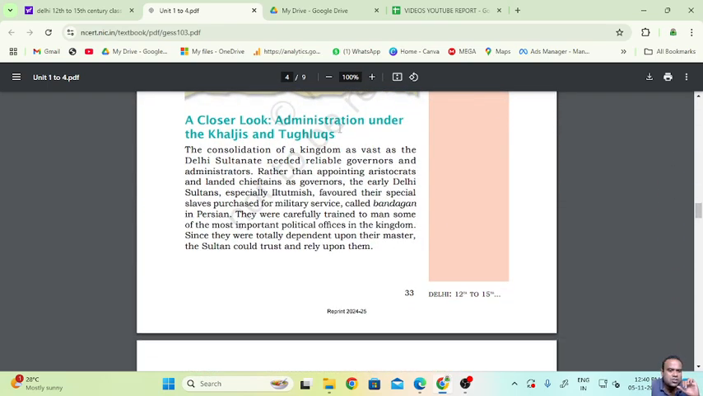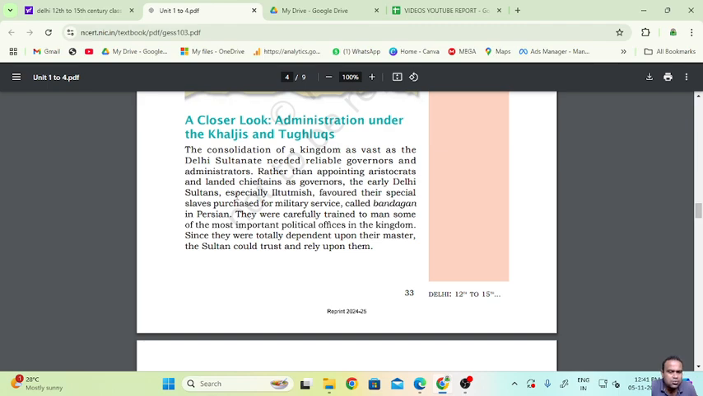A closer look: administration under the Khiljis and Tughlaqs. Different dynasties ruled Delhi through different administrative systems. Okay, so this is the administration of the Khiljis and Tughlaqs. The administration of a kingdom as vast as the Delhi Sultanate needed reliable governors and administrators, rather than appointing aristocrats and landed chieftains as governors.